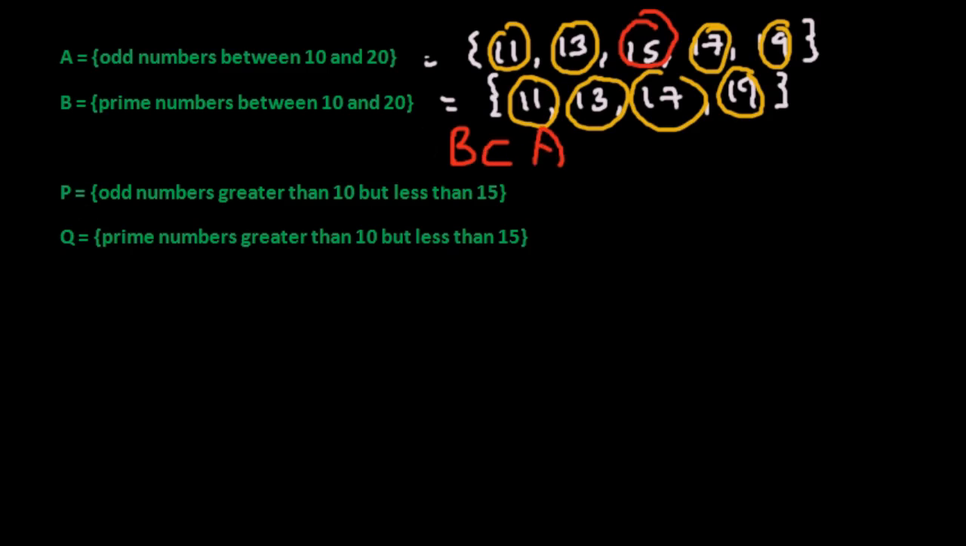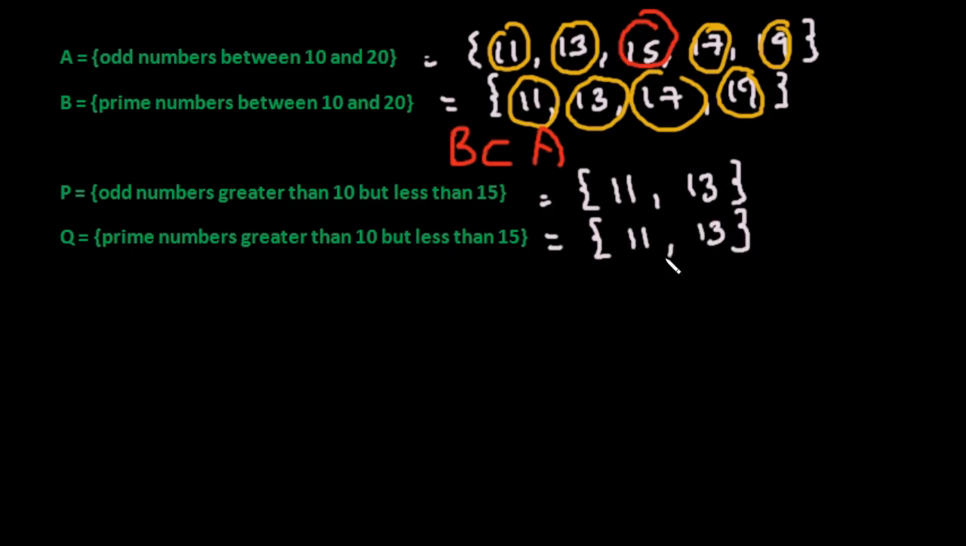Let's see this other example. Now we have a set P that has odd numbers greater than 10 but less than 15. Odd numbers greater than 10 will start from 11, but less than 15, that means we just have 11 and 13. Then set Q has prime numbers greater than 10 but less than 15 also. We also have 11 and we have 13.